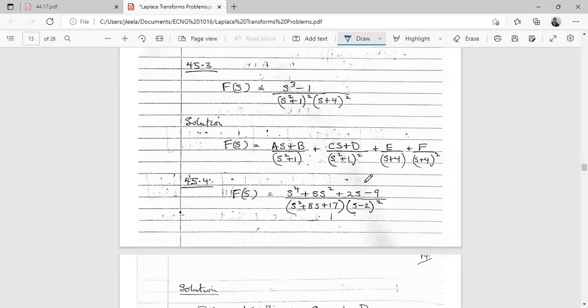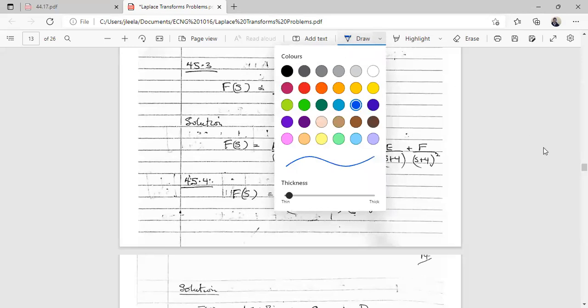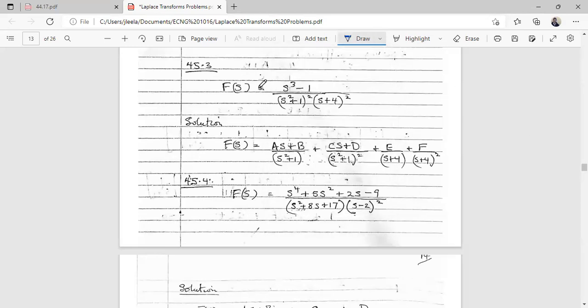So this gives you a clear idea how to do your partial fraction breakdown, regardless of what form the function is given in.